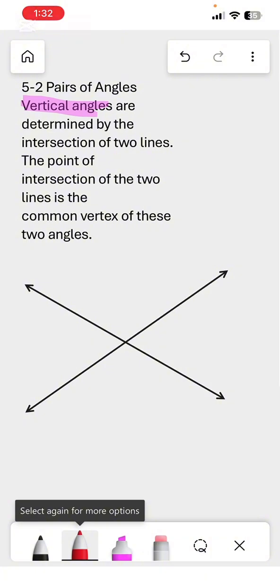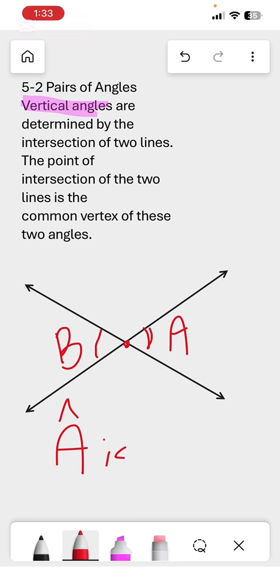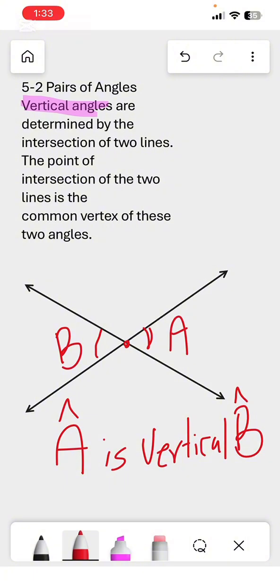So this is the academic definition, but in our definition we will say it has two angles that are completely opposite to each other. If you look at this figure, we have two lines, they intersect at that point. So this angle is opposite to that one. So if we name it angle A and B, we would say angle A is vertical to angle B. They are directly opposite to each other.